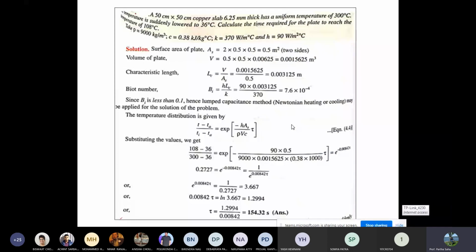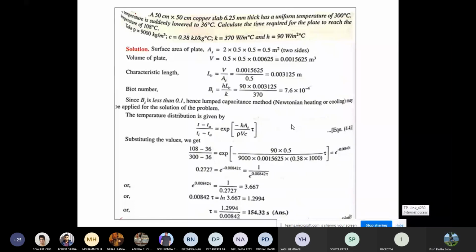Let's see first: a 50 centimeter by 50 centimeter copper slab, 12.25 millimeter thick, has a uniform temperature of 300 C. So the initial temperature is 300 C, Ti. The temperature is suddenly lowered to 36 C. Calculate the time required for the plate to reach the temperature of 108 C.